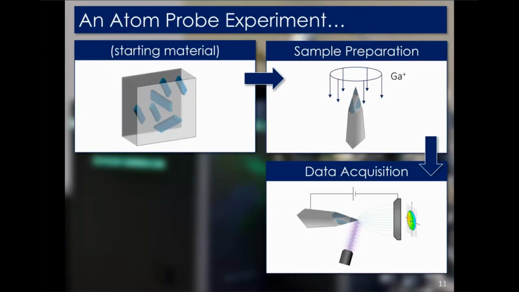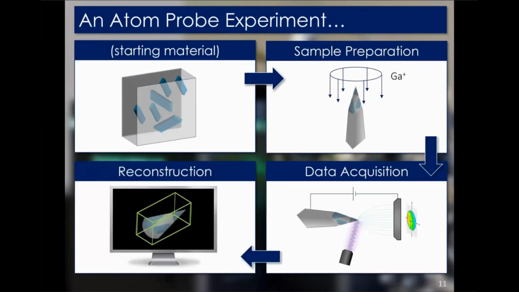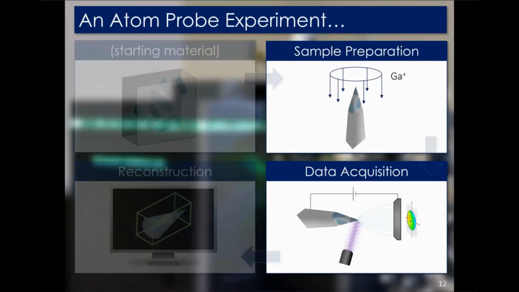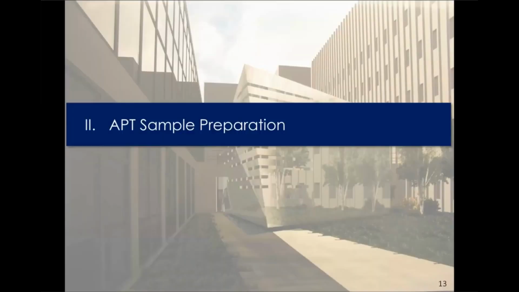After that, we then do the reconstruction phase. And so that's the overall atom probe experiment before you even really start analyzing your data. So then today, what we're going to be focusing on is the sample preparation and data acquisition stages. So we'll start with a look at sample preparation.